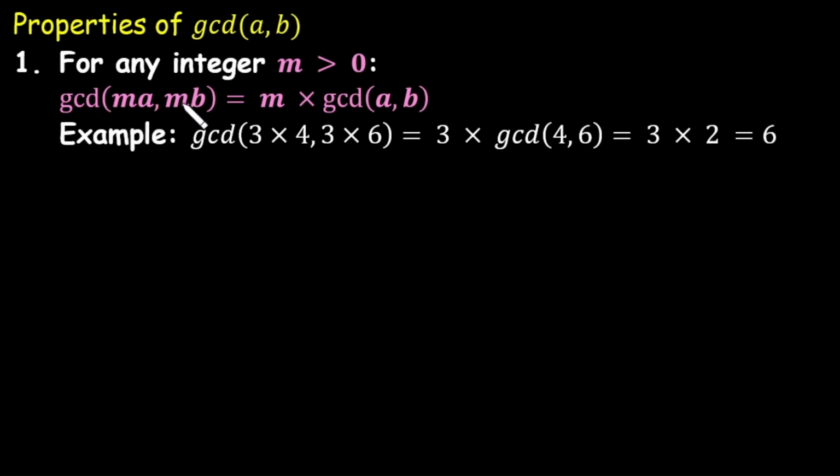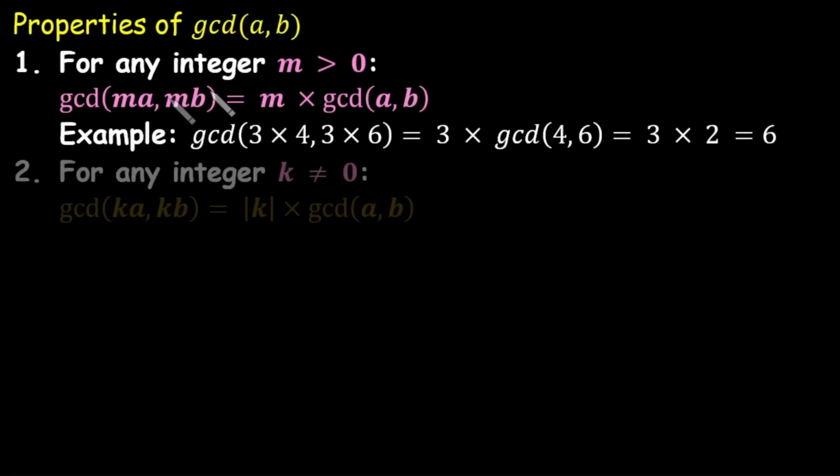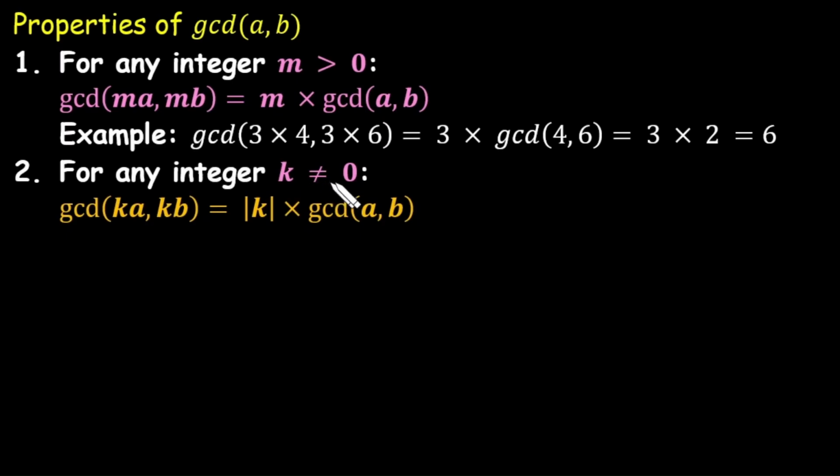It means m is common here. Take m outside. After that, just calculate the GCD of these two numbers. If for any integer k not equal to 0, that k is multiplied with a and b, where a and b are different integers, in this case we take mod of k outside, into the GCD of these two numbers. In the previous case we considered m greater than 0.